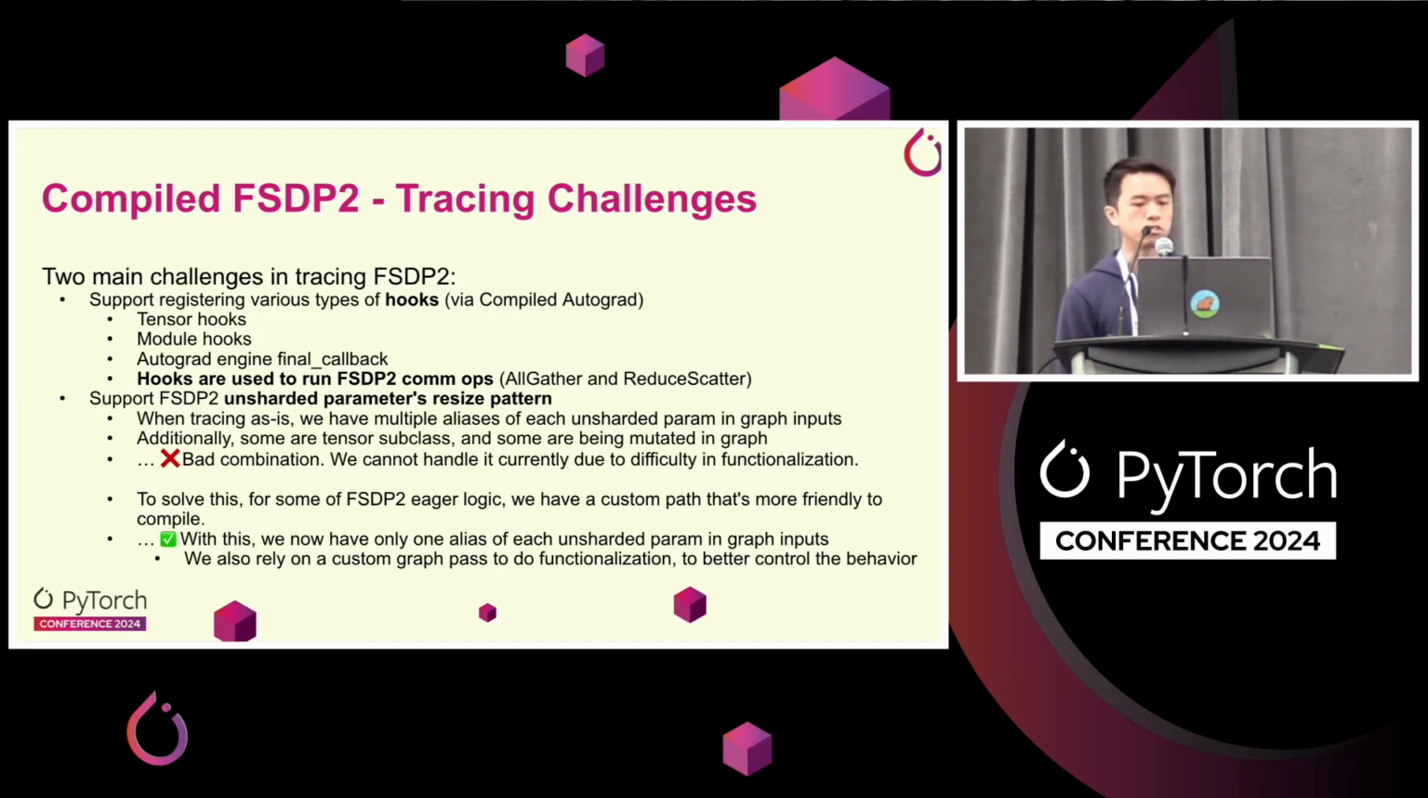The second tricky thing in FSDP2 is that there is an unsharded parameters resize pattern, which is there to make the eager path performant, but it makes the compiled path a little bit hard to trace. So we iterated a lot on this design, and we found a way to have very little divergence, but still allow us to have a very simplified compilation graph.